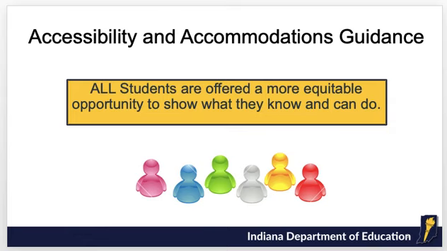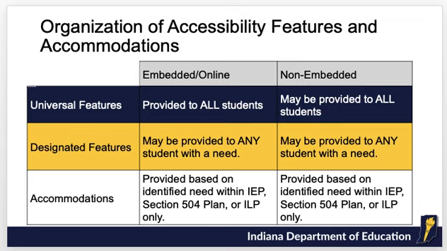The Accessibility and Accommodations Guidance is designed so that all students, including students with disabilities, English language learners, and English language learners with disabilities, are offered a more equitable opportunity to show what they know and can do. All accessibility features and accommodations are divided into 3 groups: universal features, designated features, and accommodations. Within these large groups are 2 subgroups: embedded or online supports, which are provided by ILEARN's testing platform, and non-embedded supports, which cannot be provided by the platform and must be delivered by the local school.